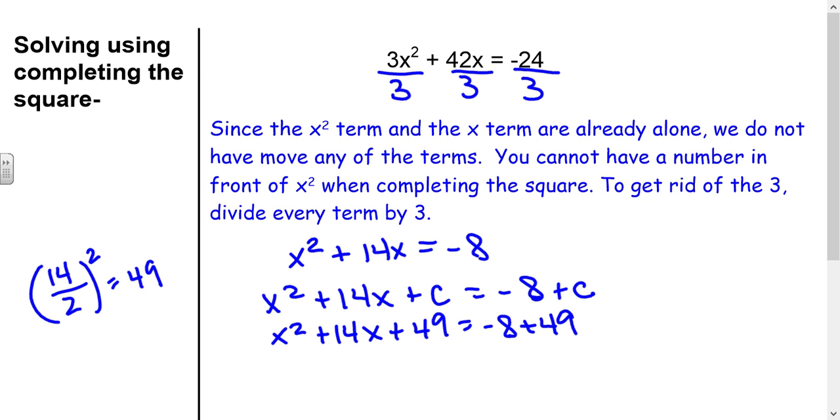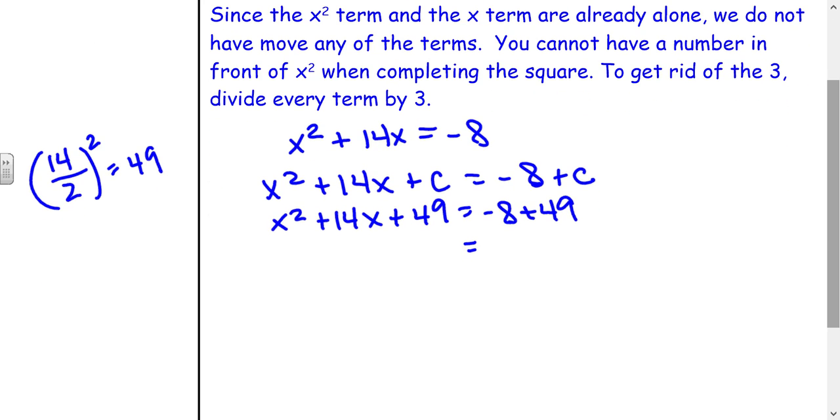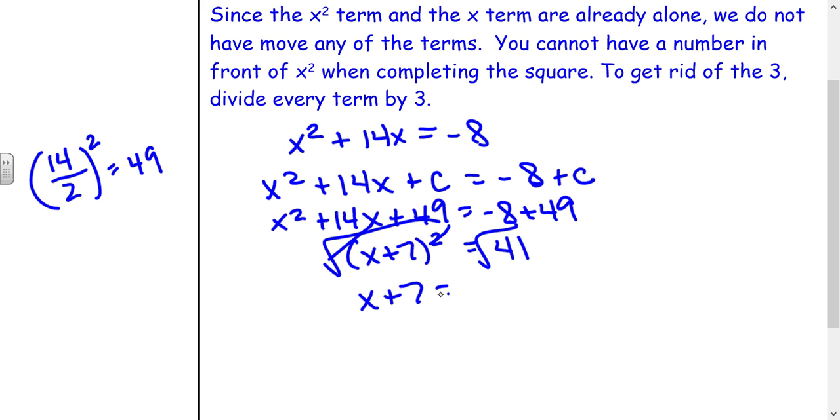So then we can simplify the right side. So negative 8 plus 49 would be 41. And then what are factors of 49 that add to be 14? Well, it'd be 7 and 7. So that would be like x plus 7 squared. So then we can solve by taking square roots. And the square root cancel out, and we get x plus 7 equals the square root of 41.